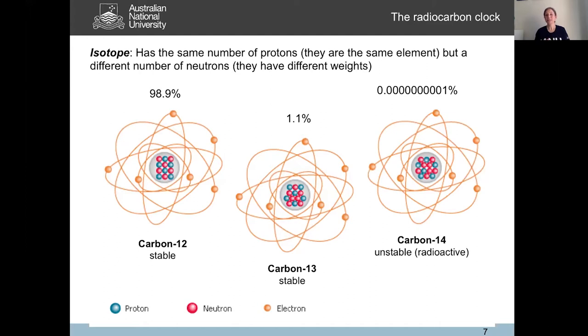Now, carbon-14 is heavier again, and now it's got so heavy that it's unstable, it's radioactive. It has 6 protons and 8 neutrons in the nucleus. And you can see from this crazy number up here, about 1 times 10 to the minus 10% of the carbon in the atmosphere today is carbon-14. So it's very, very rare. We're made of carbon, and we don't think of ourselves as being radioactive. So it's a very, very rare isotope in the environment.